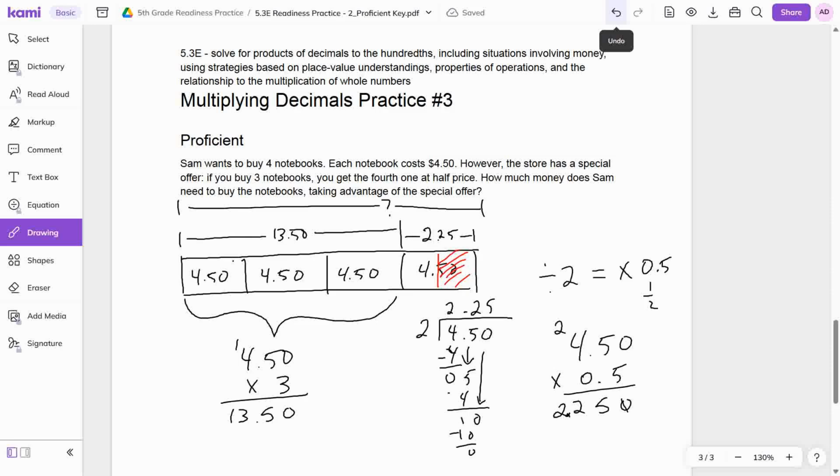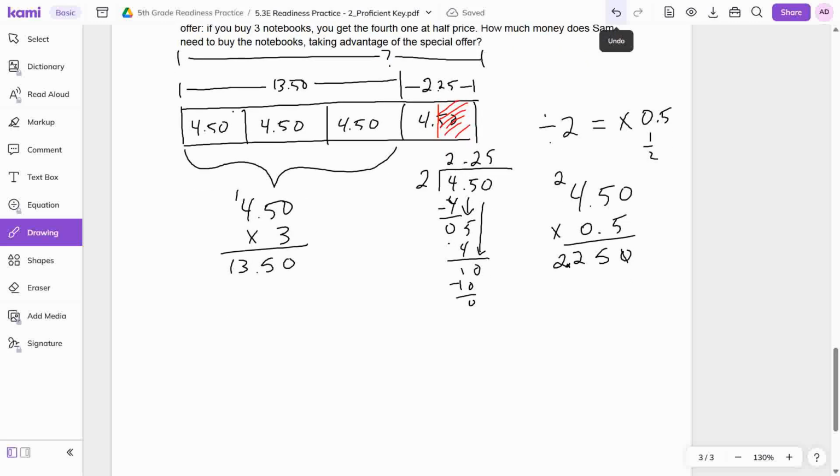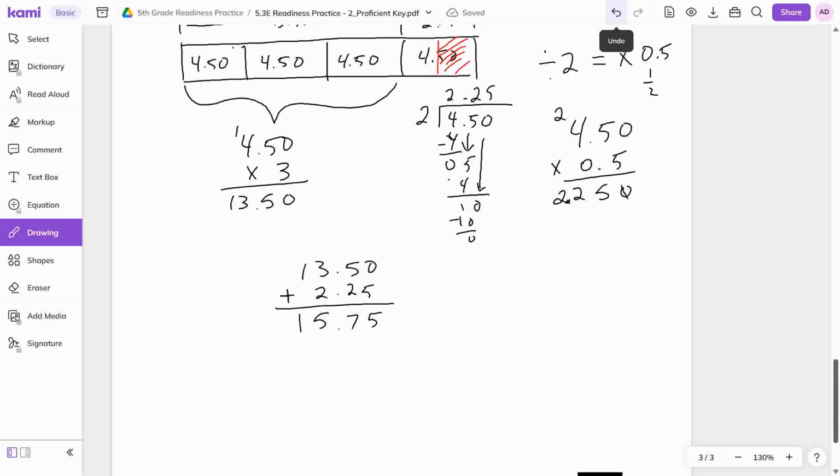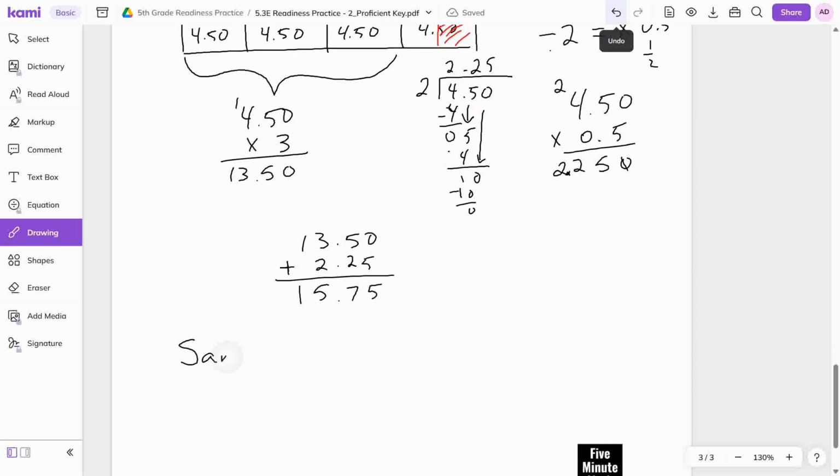And then now we just need to add those 2. So you can either divide by 2 or multiply by 0.5 if you ever want to cut something in half. Let's take my 13.50. Let's take my $2.25. Let's add those up. And I'm going to have 5. I'm going to have 7. 5. And there we go, $15.75. So Sam needs, and let's put our answer there, $15.75.